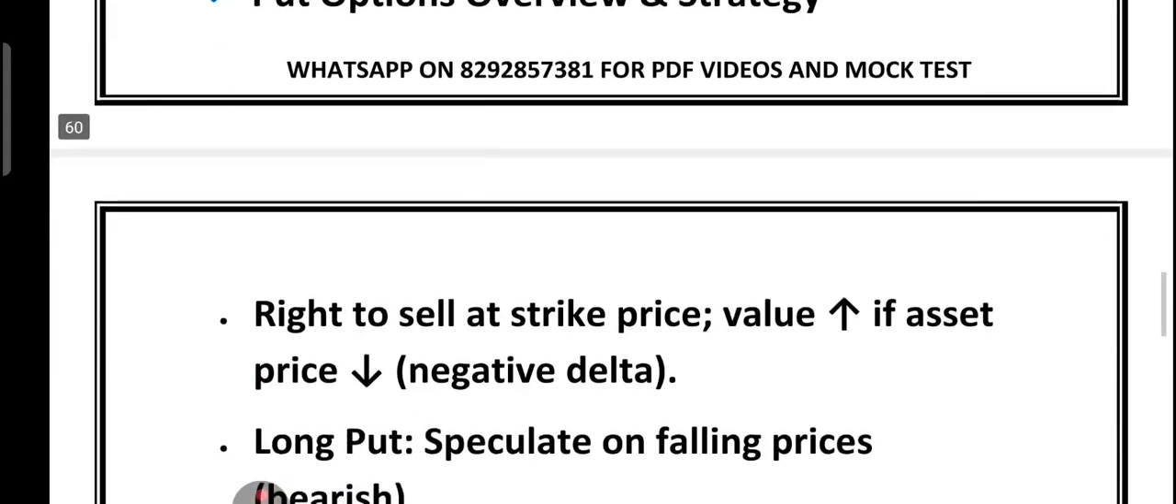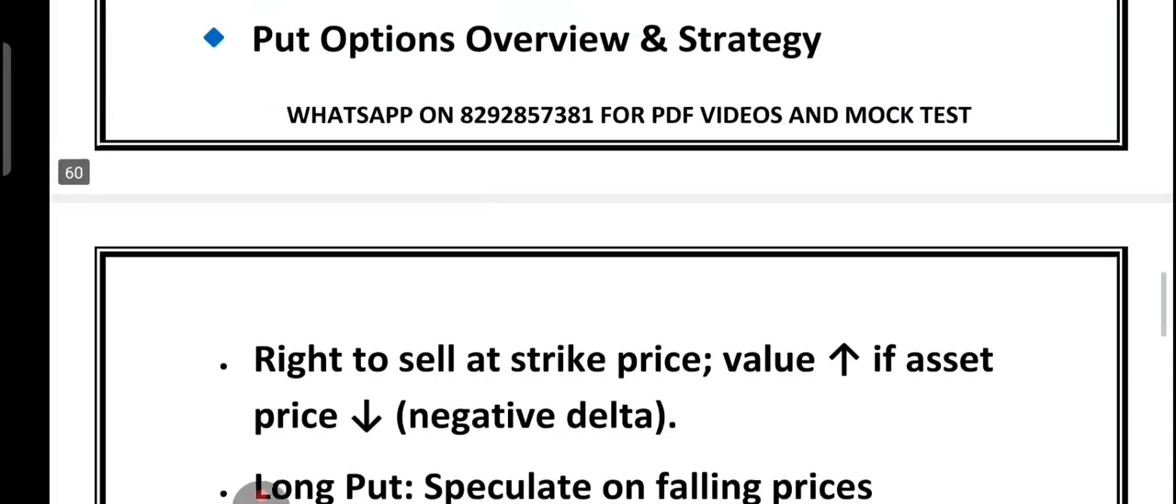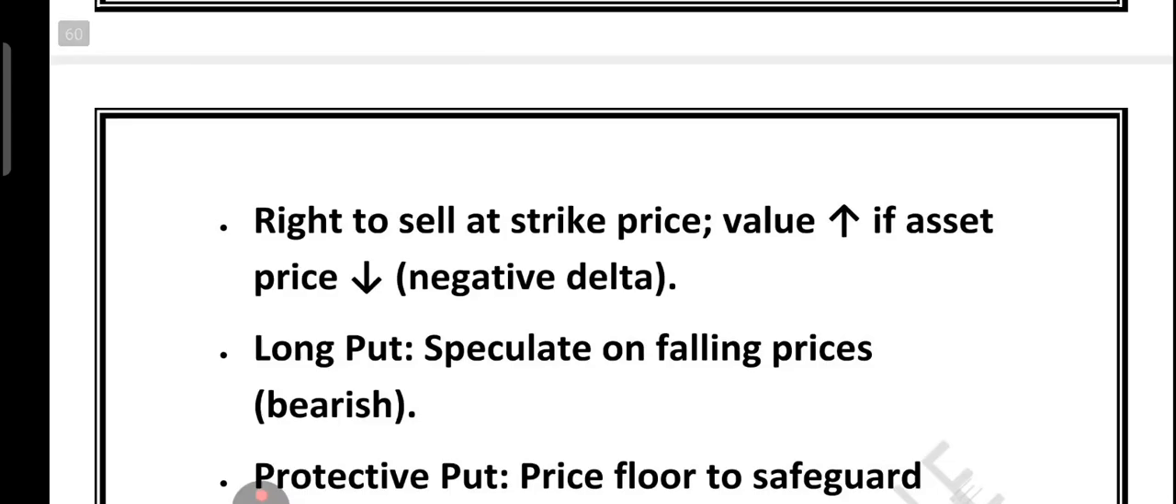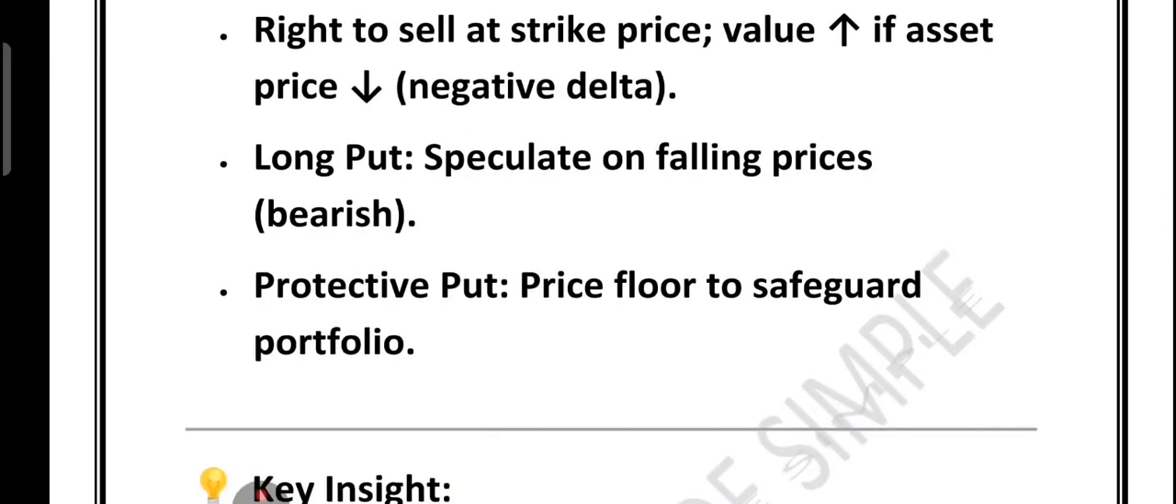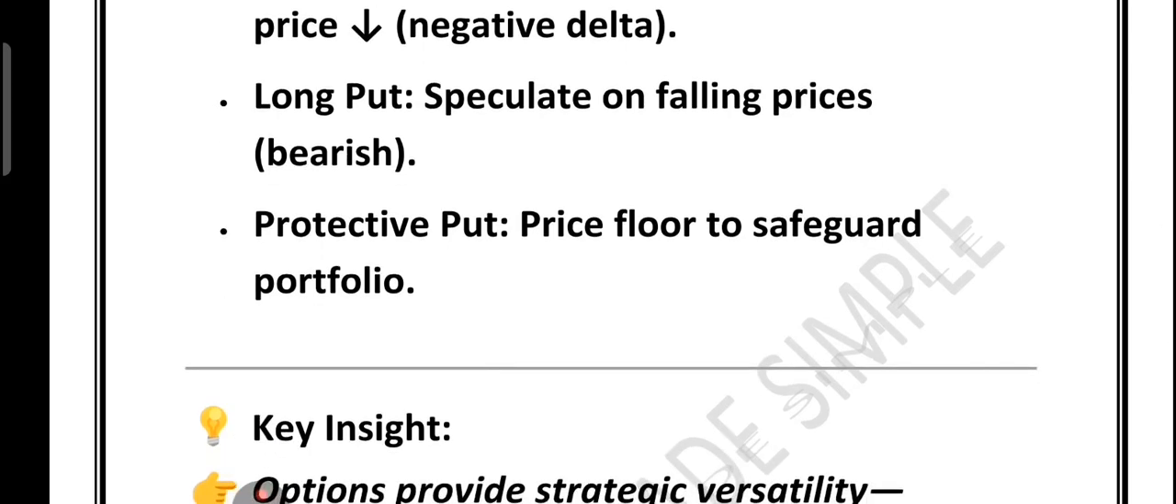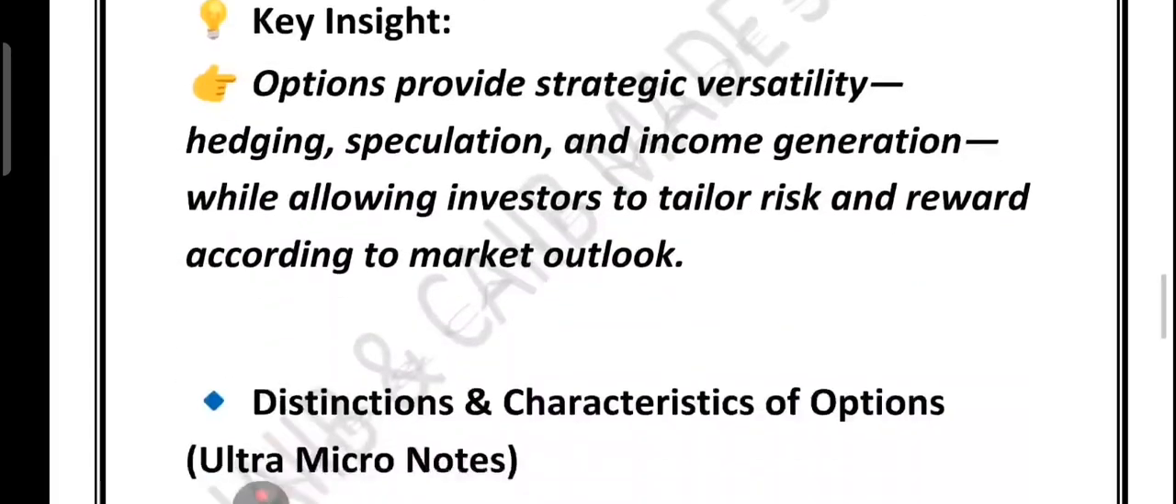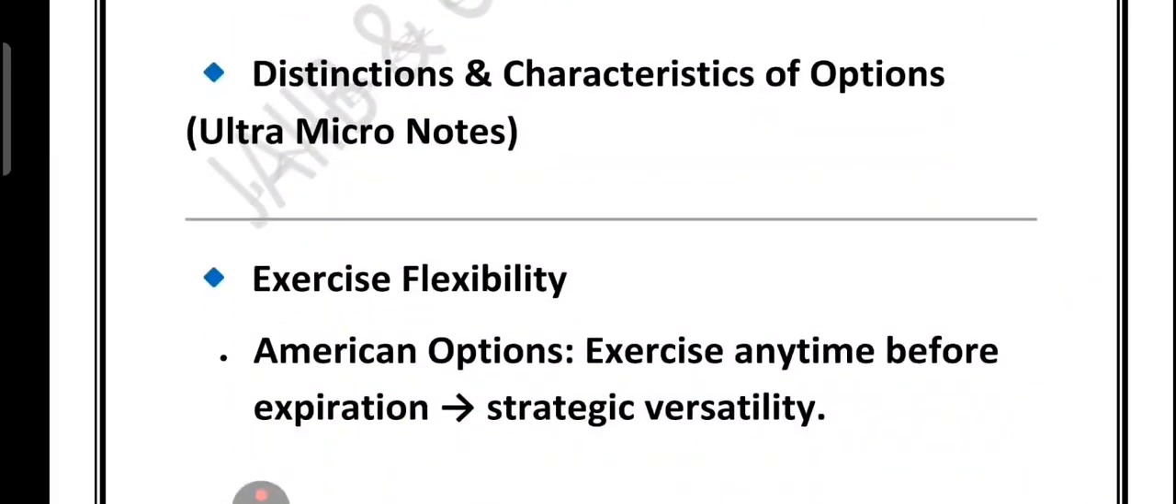A put option similarly gives you the right to sell an asset at the strike price, right? And a long put means profit if the price falls. That's called a bearish market. That's called a long put. And a protective put acts like a floor to protect the portfolio value. So put means selling right, long put means bearish play, protective put means safeguard holding, right? Remember these keywords. Now let's talk about some more important points, characteristics of options.